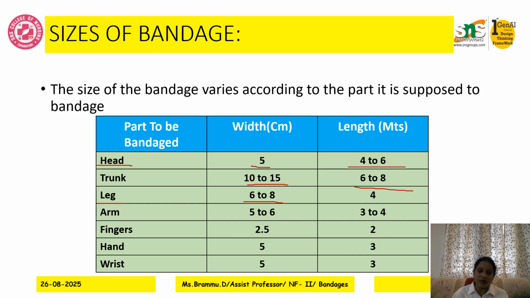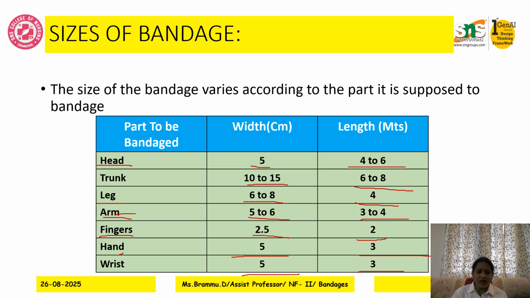If you're going to apply onto the patient's leg, calf muscle or thigh muscle, then plan 6 to 8 width, and the length must be 4 meters. In case it is an arm, it must be around 5 to 6 centimeters width, and the length must be around 3 to 4 meters. If you're going to cover only the fingers, then you need a very small width, which is 2.5, and the length of that bandage must be around 2. If it is on the hand and wrist, both are going to be the same, the width size 5 and 5, and the length of the bandages will be 3 and 3.